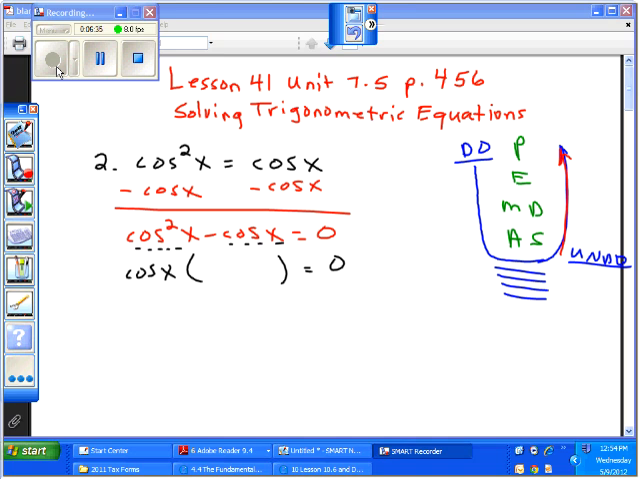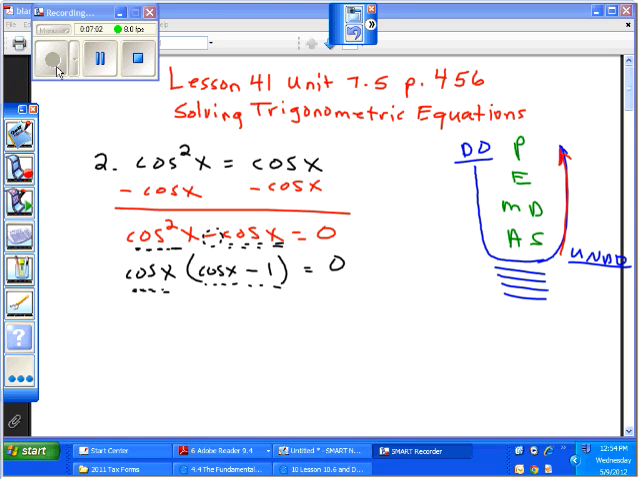A cosine x. So I'm going to factor out a cosine x, and then we think cosine x times what is cosine squared x? Well, cosine x. And then we think cosine x times what is negative cosine x? Negative 1. So now I have cosine x times, parenthesis, cosine x minus 1 equal to 0.